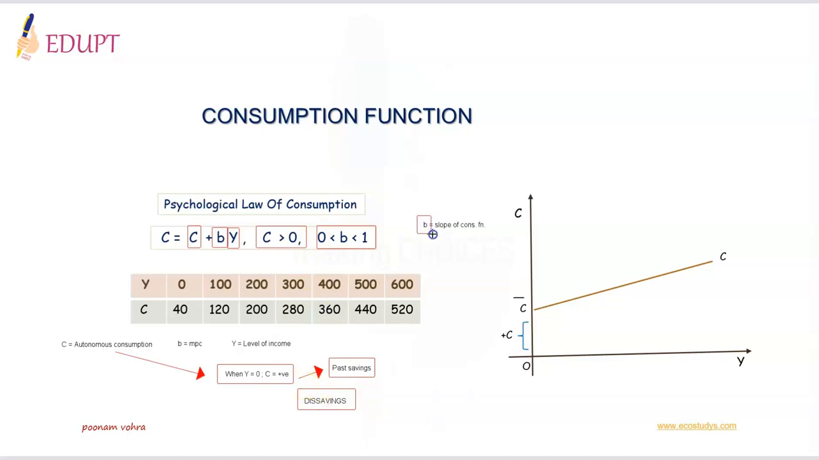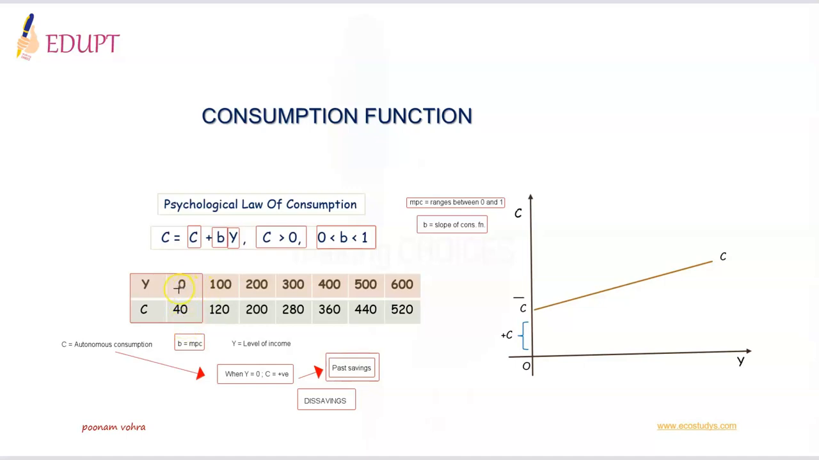b is the slope of consumption function, which is marginal propensity to consume, or change in consumption due to change in income. By assumption, marginal propensity to consume is positive and ranges between 0 and 1. Let us understand this numerical example. When income is 0, consumption is positive, which is 40. Now this positive consumption is possible from the past savings. So in this case, savings get reduced by 40.